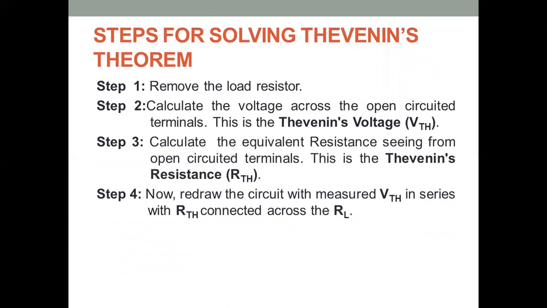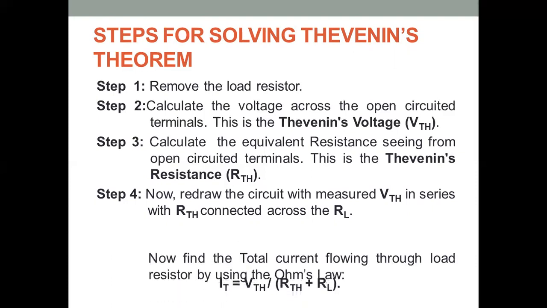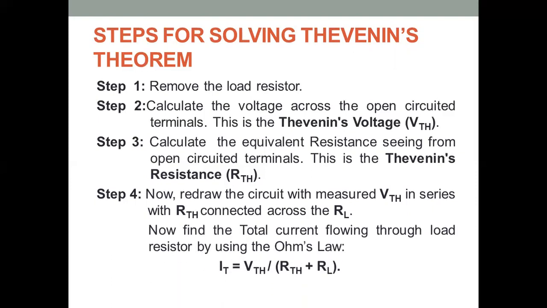Coming to the fourth step, we redraw the circuit by taking VTH and RTH in series across the RL. And finally, we calculate the current IL, which is equal to VTH divided by RTH plus RL. That is according to Ohm's law. So these steps we follow in order to solve any kind of Thevenin's theorem problem. Let us take one problem as an example and check how to solve it with the help of these steps.